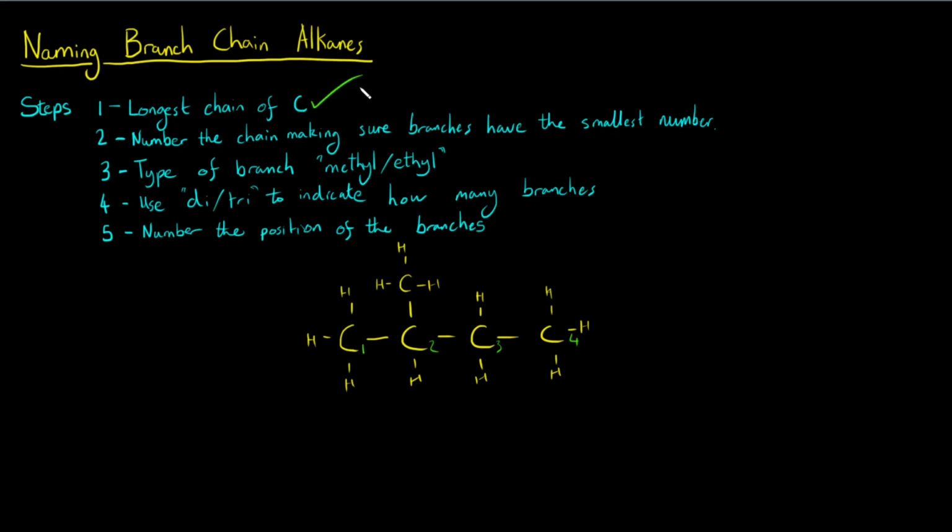Now what does that tell us once we've done the first step? Well, since we've got 1, 2, 3, 4 carbons in our straight chain, the straight chain is going to be called but-. That's our prefix for 4 carbons. 1, 2, 3, 4, but-. Now to get our ending, we look at the type of bonds we've got. We can look at the general formula. This molecule would fit into the general formula CnH2n+2. It must be an alkane, so it's going to be butane.